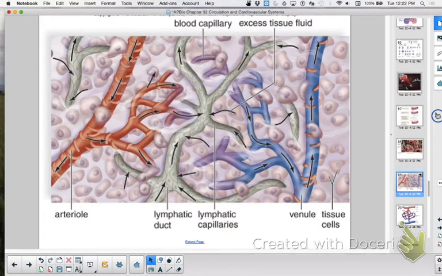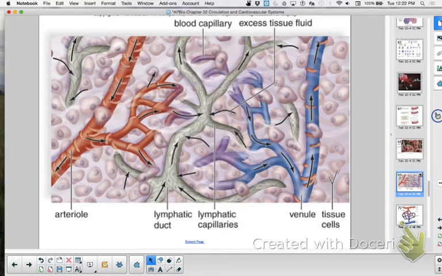Okay? And this is the dynamic balance at the capillaries. Two pressures waging a war against each other. What are they? Hydrostatic and osmotic. Hydrostatic says out. Osmotic says in. Who creates the hydrostatic pressure? The heart. Who creates the osmotic pressure? Yeah, the gradient, the dissolved substances in the blood.